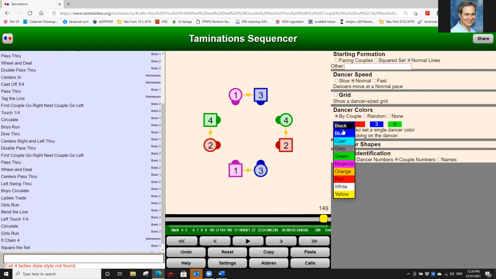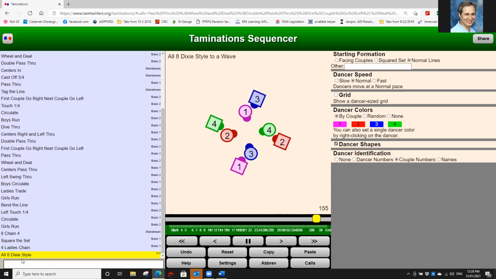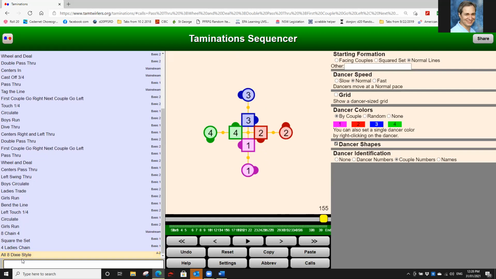Call all 8 Dixie style with A2. Is that what you wanted? Yeah. I use that at mainstream. Sure. But people don't like Alaman dars and wrong way dars anymore. I don't know why.